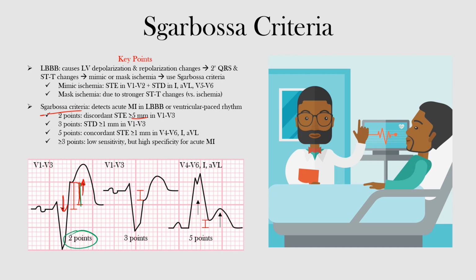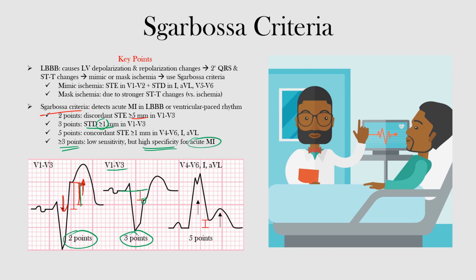Now 3 points are given if there's ST depression of 1 millimeter or greater in leads V1, V2, and/or V3. So now we're just looking for ST depression, no concordance or discordance. So ST depression of at least 1 millimeter, again in leads V1 to V3. So here we are in V1 to V3. We're finding our J point, which is here, our baseline that's there. And we can see that's more than one small box. So that gets 3 points. All right, so we already hit 3 points, which means that there's a high specificity for that acute MI.